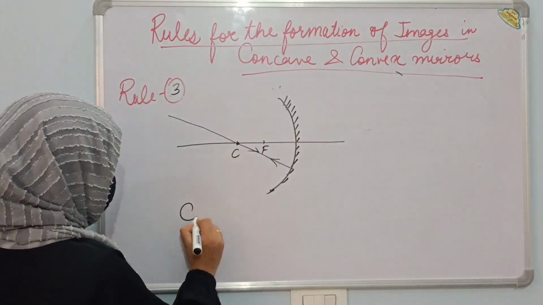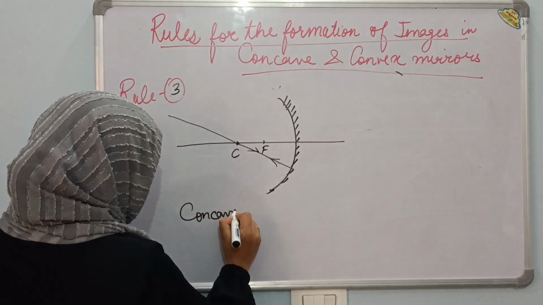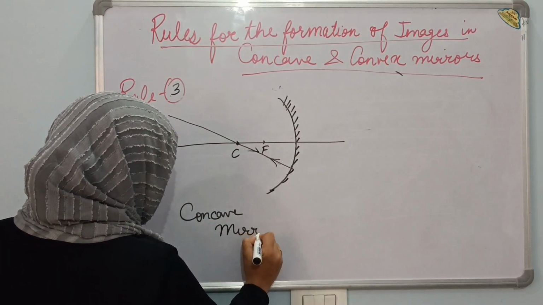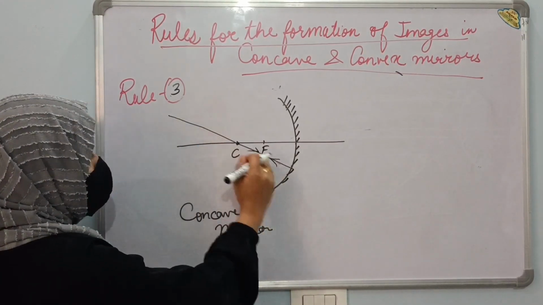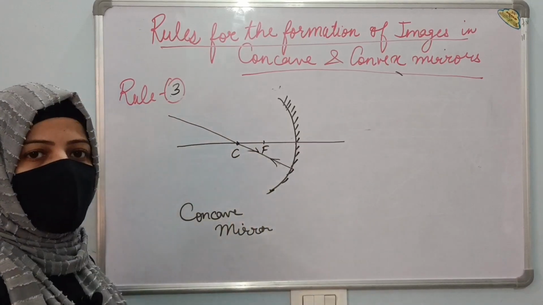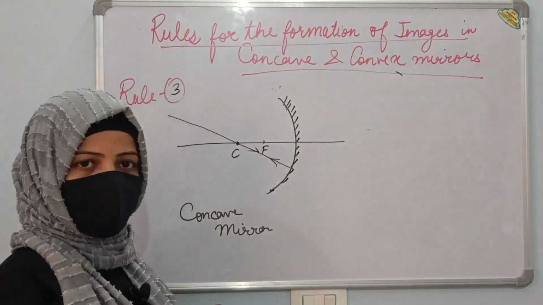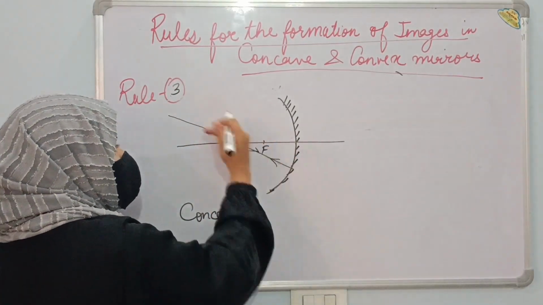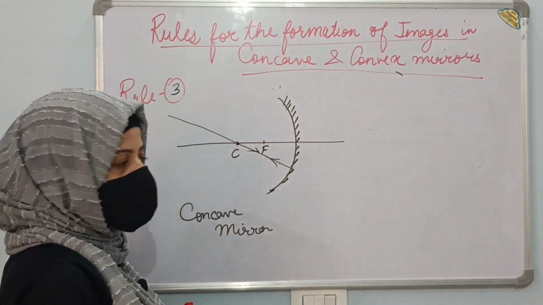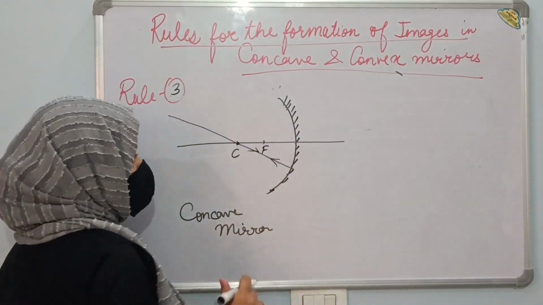Okay, so this is the case of concave mirror. That if an incident ray of light is passing center of curvature, it will retrace its path. मतलब अपने रास्ते को फिर से उसी रास्ते में वापस आ जाएगा. Okay, there won't be any deviation. All right.